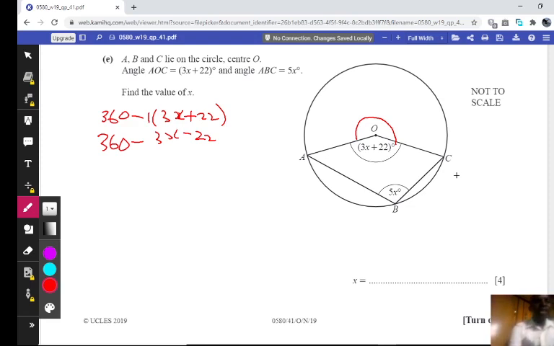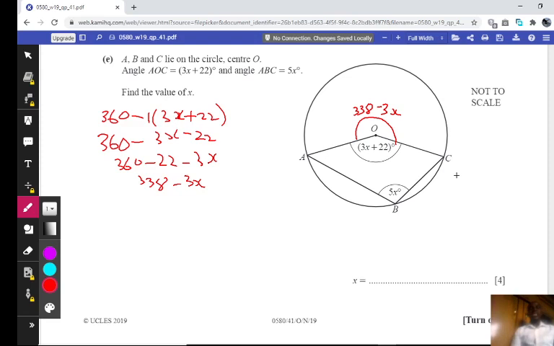Right, now collect like terms. 360 minus 22 minus 3x. You can subtract 360 minus 22. What do you get? 338. 338 minus 3x. So that's the size of this angle. Right. Now, let's apply that concept on circle geometry.